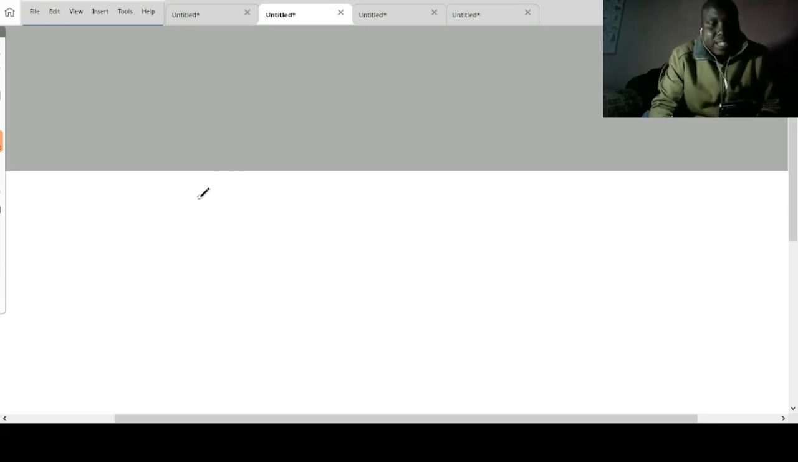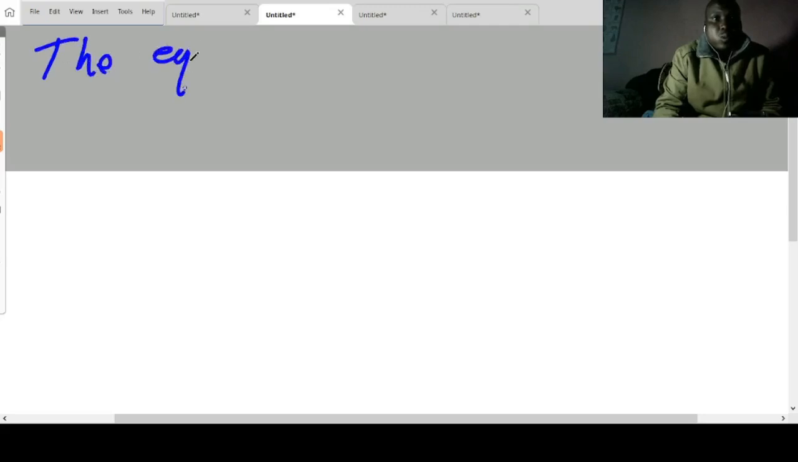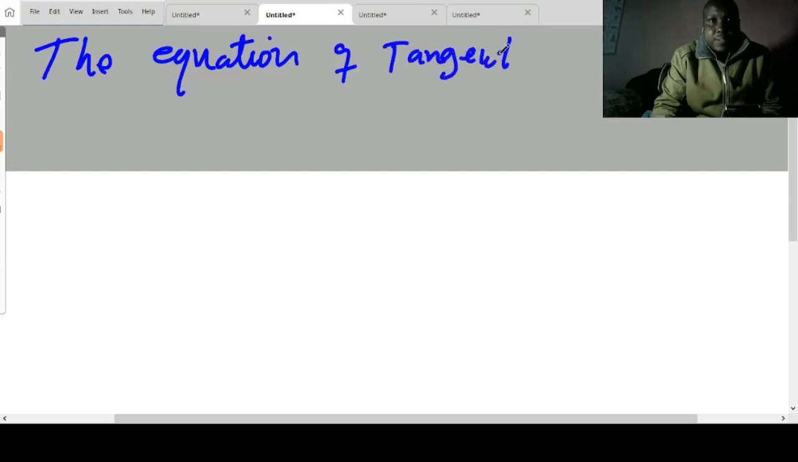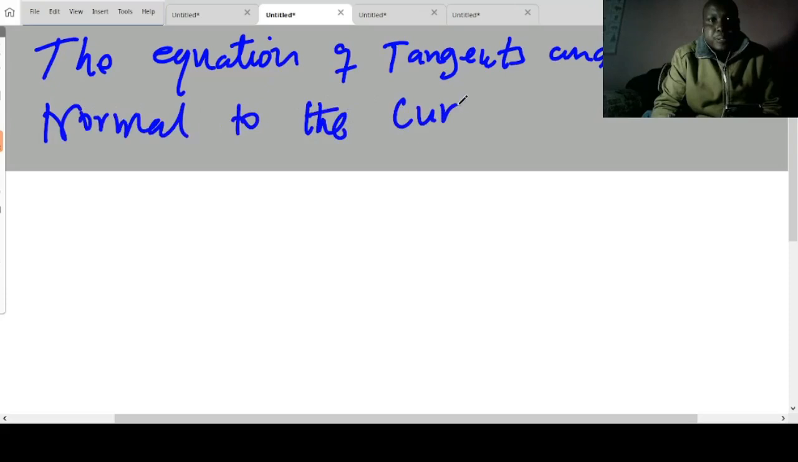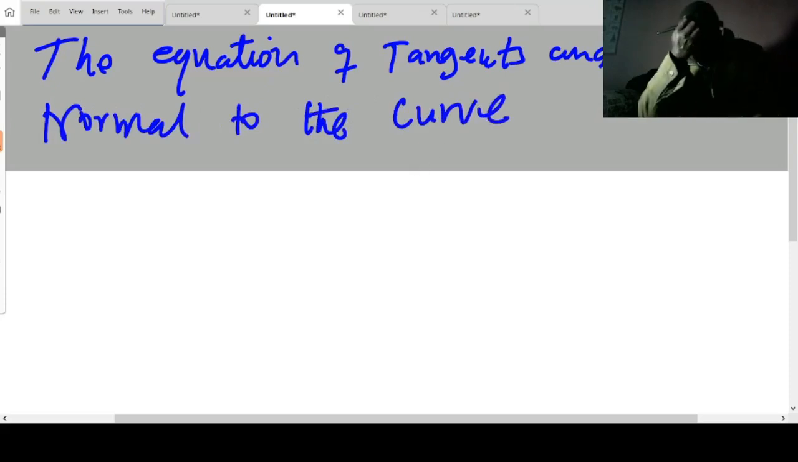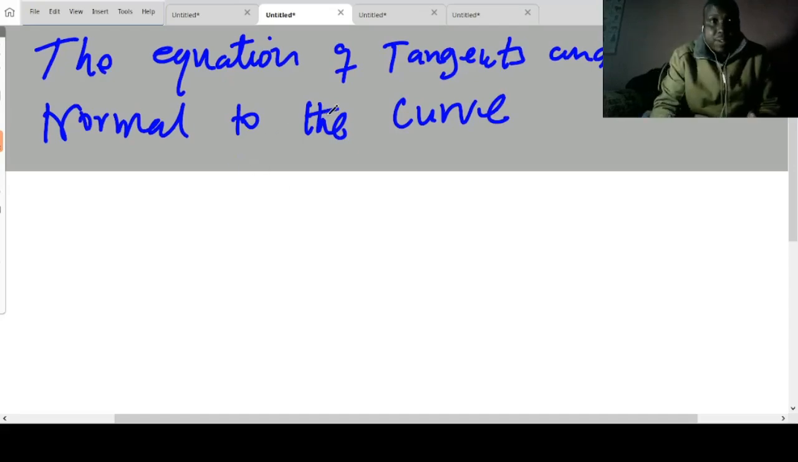So let us now look at the equation of the tangent and the normal to a curve.